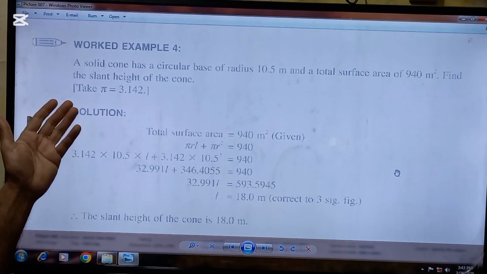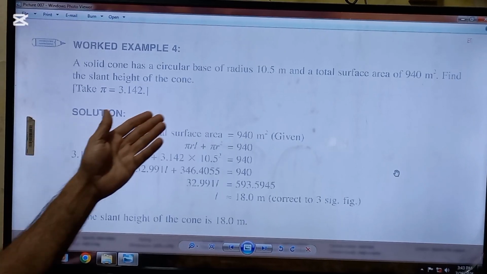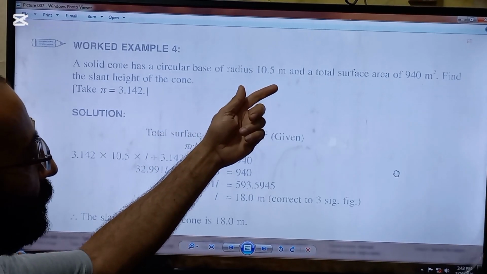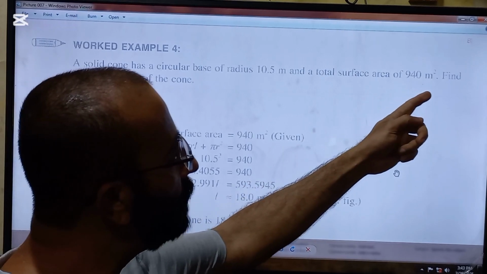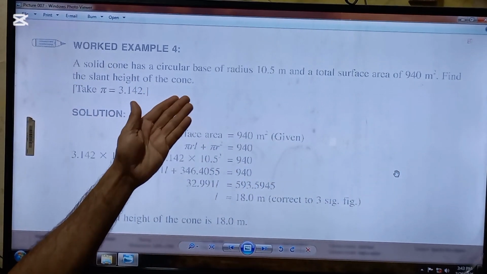The next question is: a solid cone has a circular base radius of 10.5 meters and the total surface area is 940 meter square. Find the slanting height of the cone.